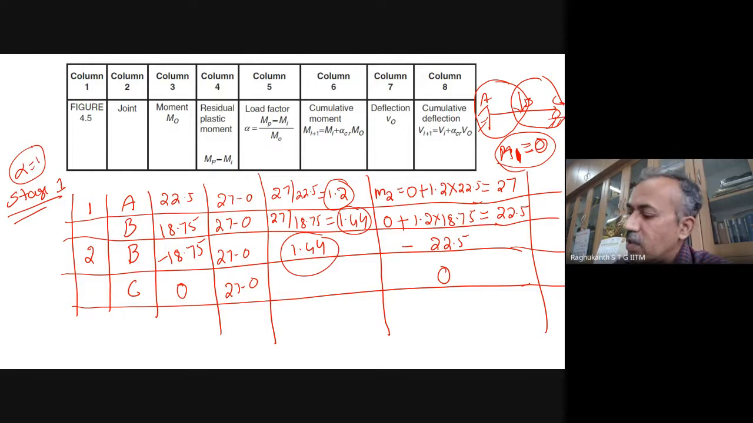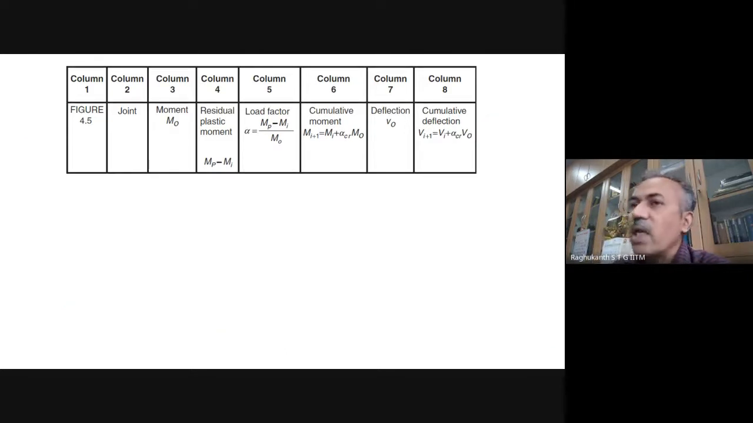Now the next stage, the second stage, you can easily write as well. Same thing: 1, 2. So you have A, and then B, and then C.